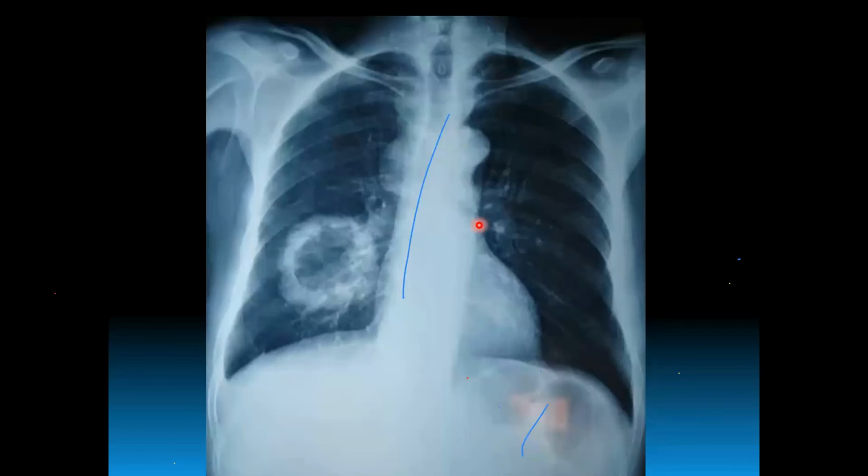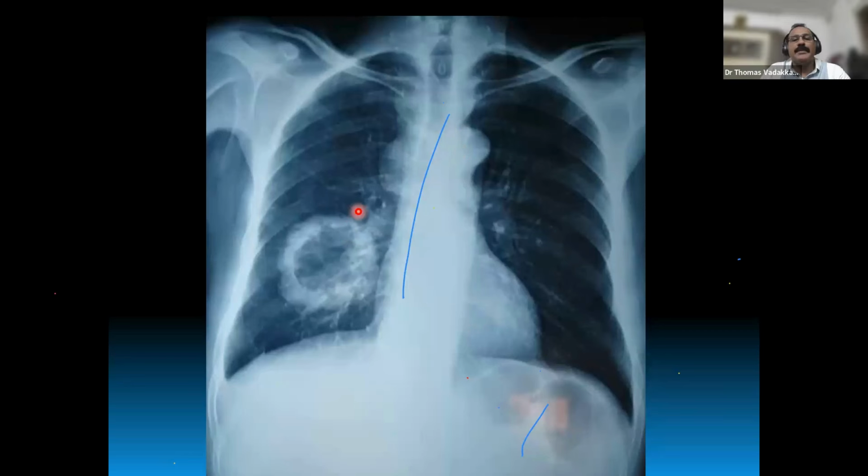With the cavitation. Yeah, this is a mass lesion which is undergoing cavitation. When you get a thick walled irregular cavity, always think of squamous cell carcinoma or small cell carcinoma. Any other finding in this X-ray apart from this?